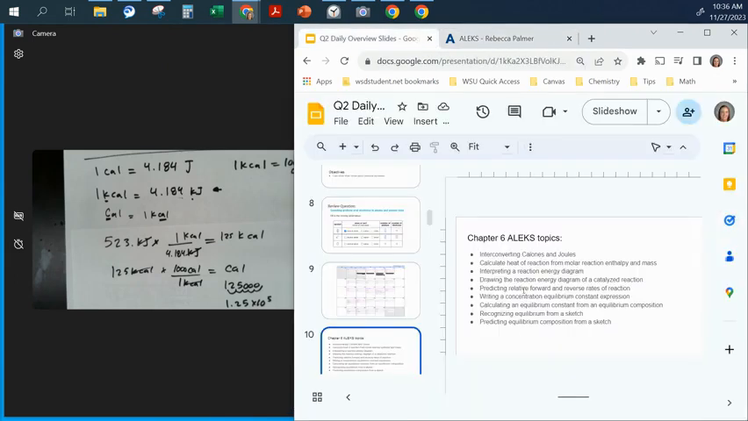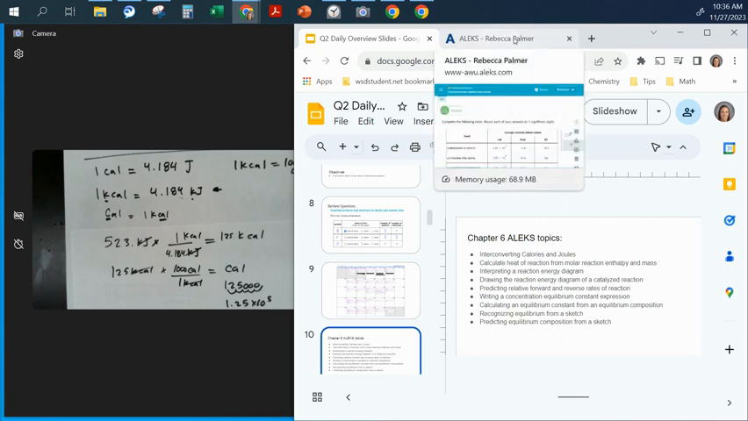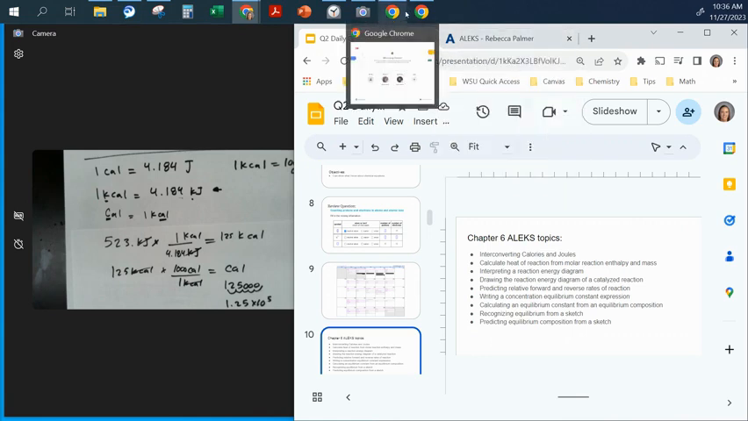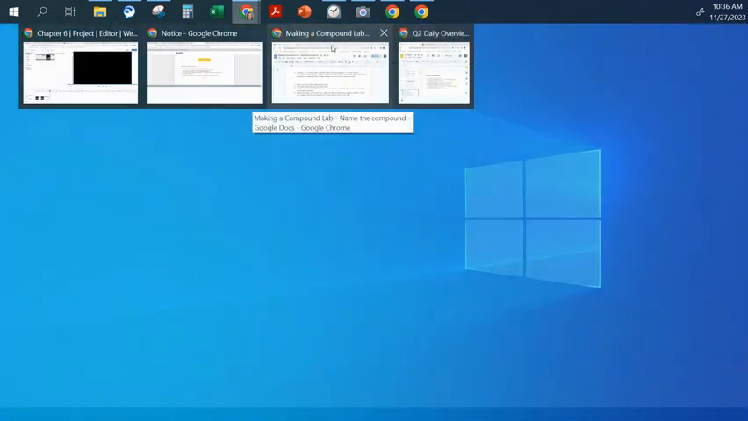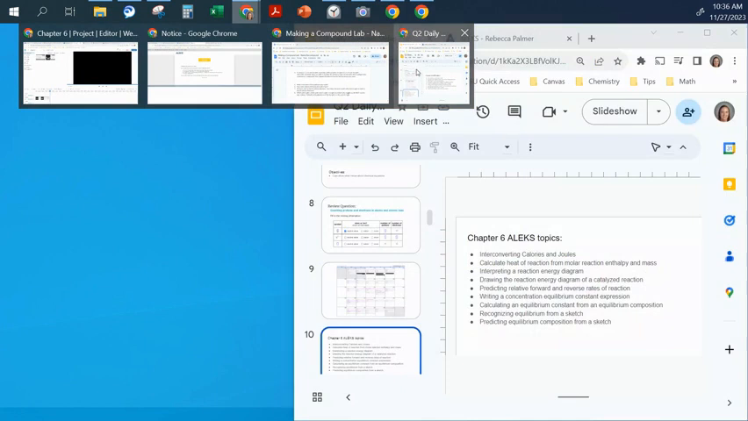Okay. All right. The next one is we're going to go to calculating a heat of reaction from molar enthalpy. Okay, before we do this, we need to look at a few notes. Let me find my notes. I put my notes in here.